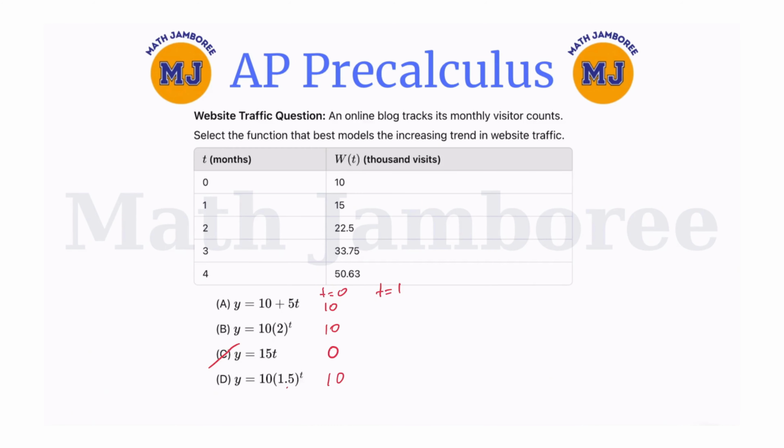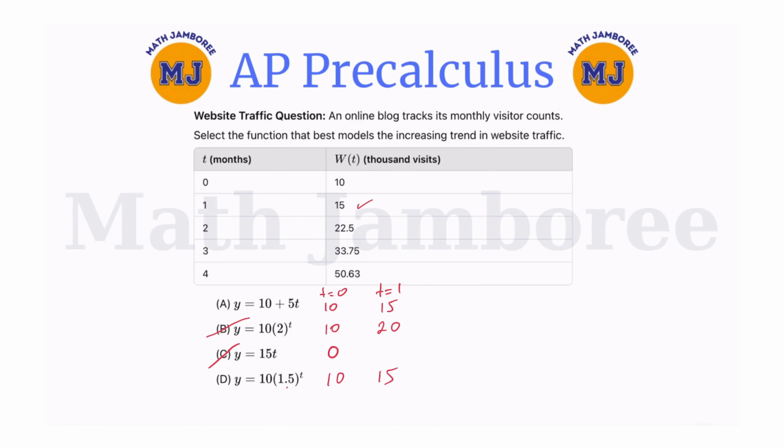And for t equals 1, choice A becomes 10 plus 5 times 1, so it still works, 15. And choice B, if you put 1 in there, 2 to the power of 1 is 2, 2 times 10 is 20. But we had 15 in the data. Because of that, B is not the answer. So what about D? We're just going to put 1 again. Then 1.5 times 10 also gives you 15.